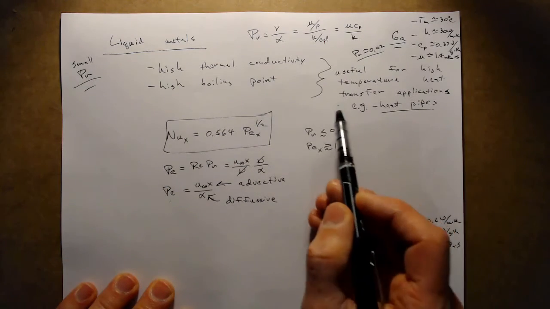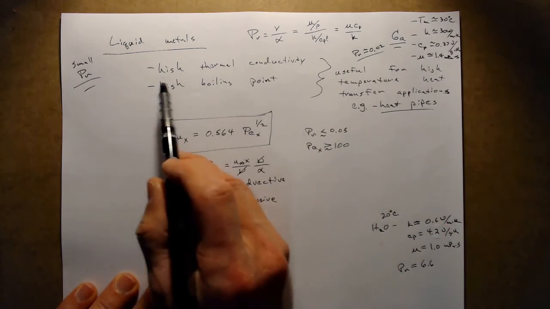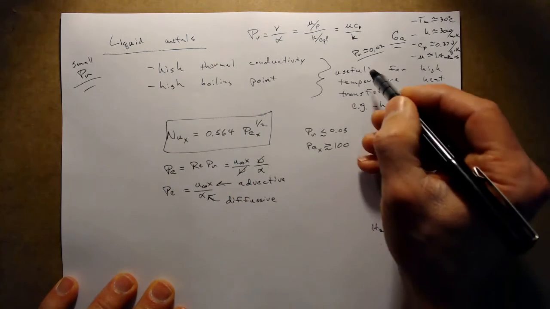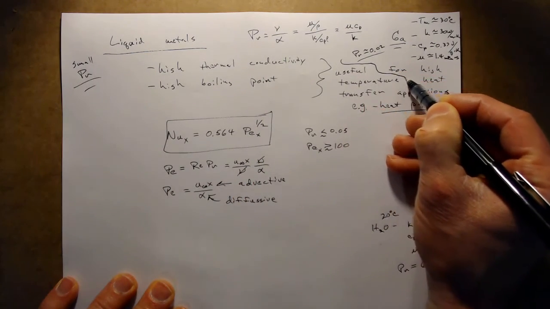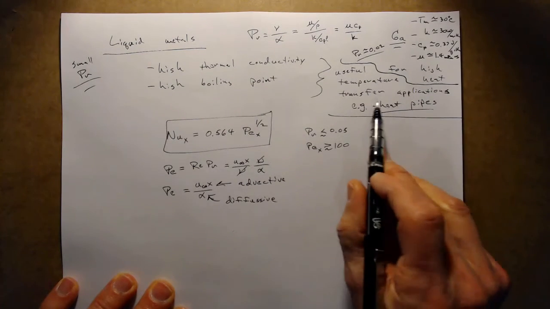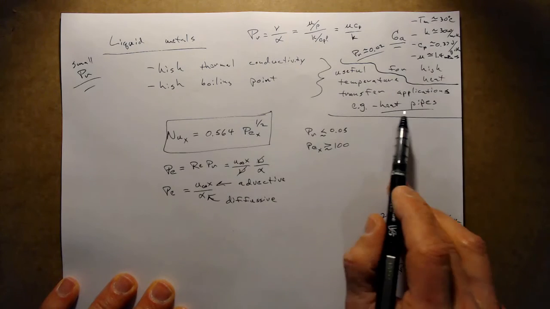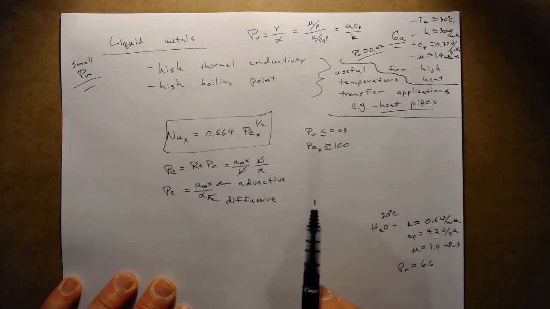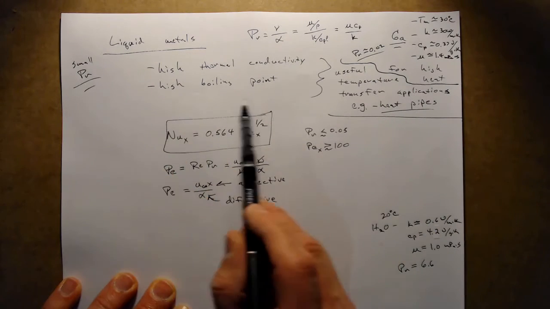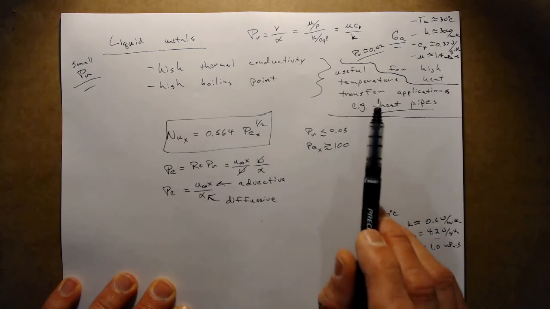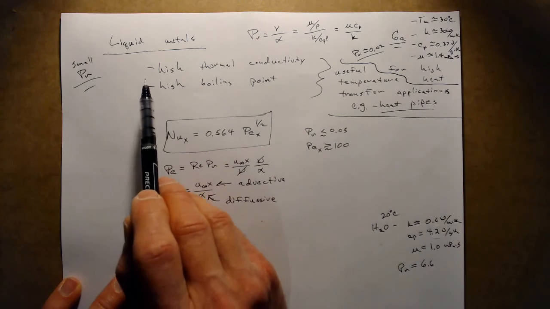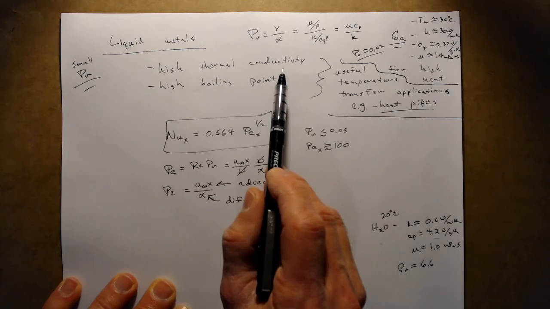Now, liquid metals are interesting because they have a very high thermal conductivity and a very high boiling point, and that makes them useful in a number of high temperature applications. And a primary one where you may see them discussed is in high temperature heat pipes. We'll discuss heat pipes a little bit later on in the course, but they're useful for thermal management, particularly for high temperature applications. And they're unique because of this really high thermal conductivity.